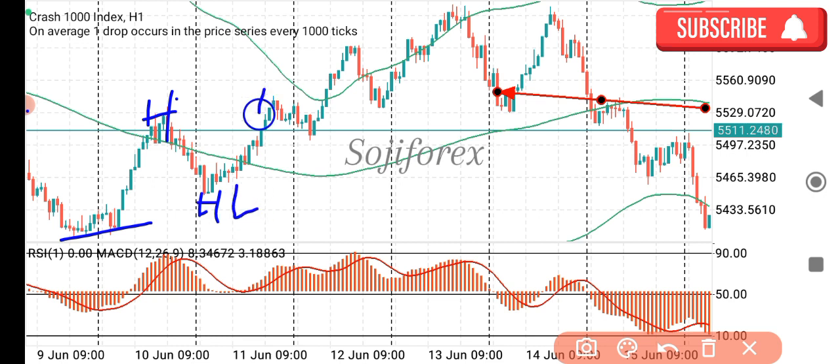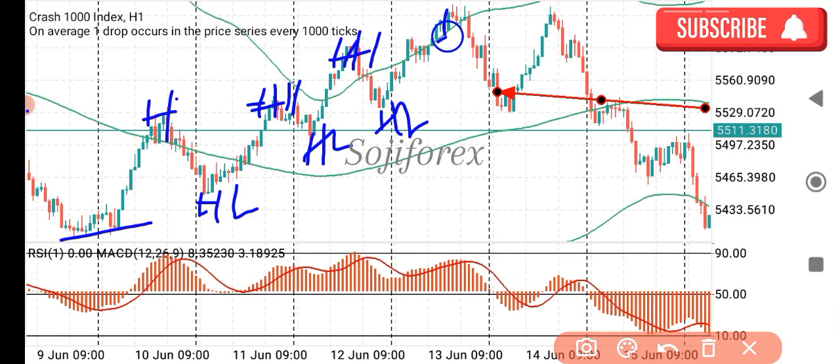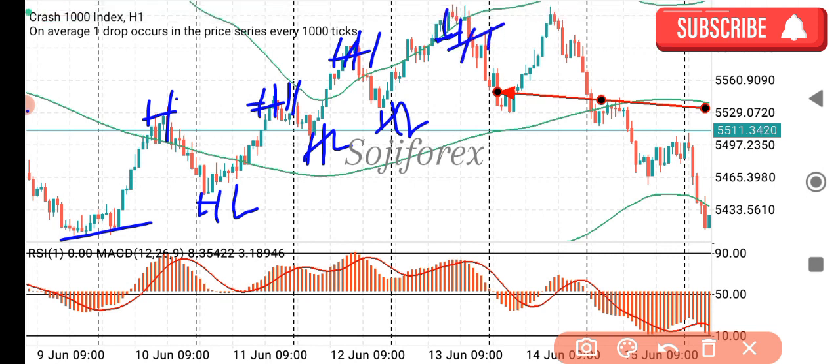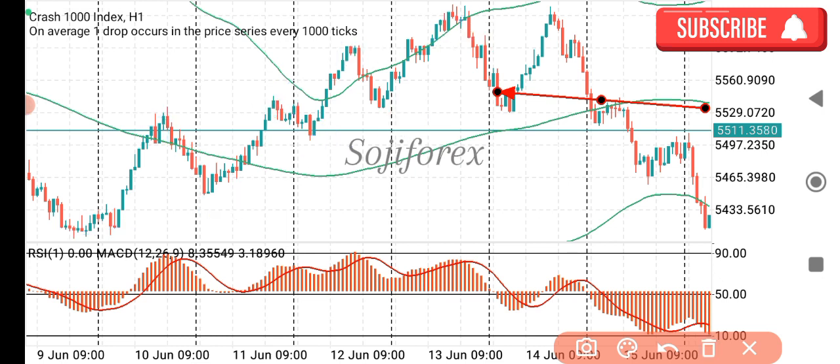Here we have our higher low, higher high, higher low, higher high, higher low, and higher high respectively. So it is established that we are in an uptrend, and if we were to connect the trend line, we'll have something like this, which is proof that price has been in an uptrend over time.